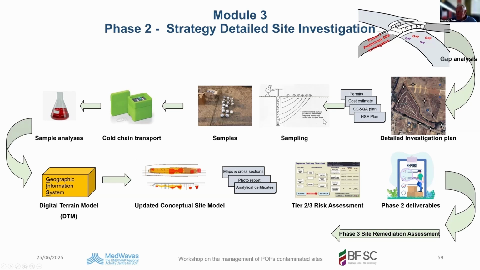This is more or less the sequence or the strategy for a site investigation. And you may, of course, differ, but this element should be there. So sampling analysis plan, the field work, the sampling, cold chain transport to the laboratory, information is put into a GIS, Geographic Information System. You update your conceptual site model, photo report, analytical certificate, maps and cross-sections, risk assessment, and all goes into a report. And the model provides the format of such report. And the report is the input of the next phase.